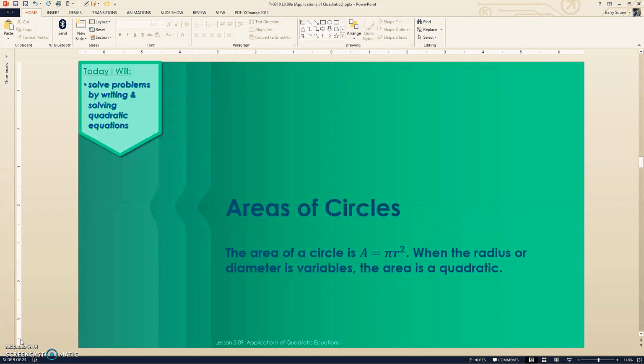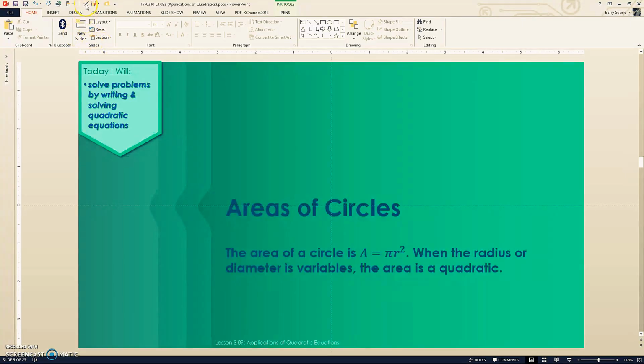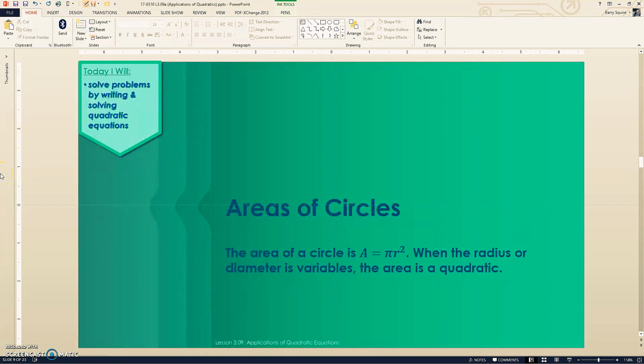If we remember, the formula for the area of a circle is pi r squared. Now, I know sometimes we get a little bit confused about pi because we treat it as a variable, but it is a real actual number. So it's kind of strange. So it's really like a constant. So when the diameter or the radius changes, then the area of the circle is going to change. So we're going to investigate how that's going to work.